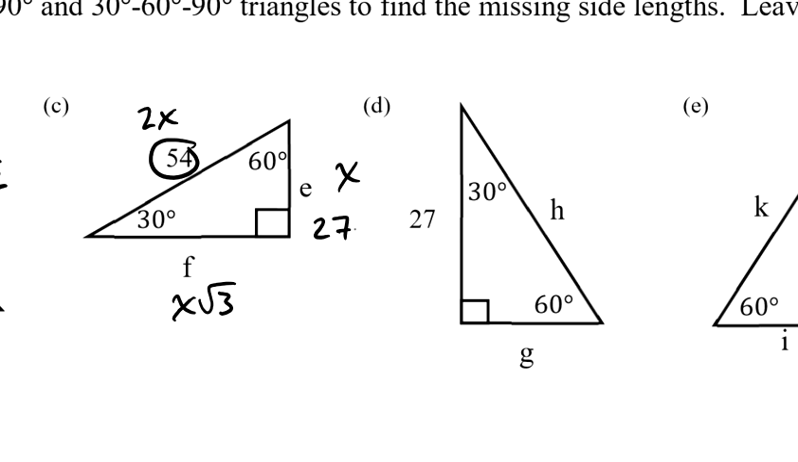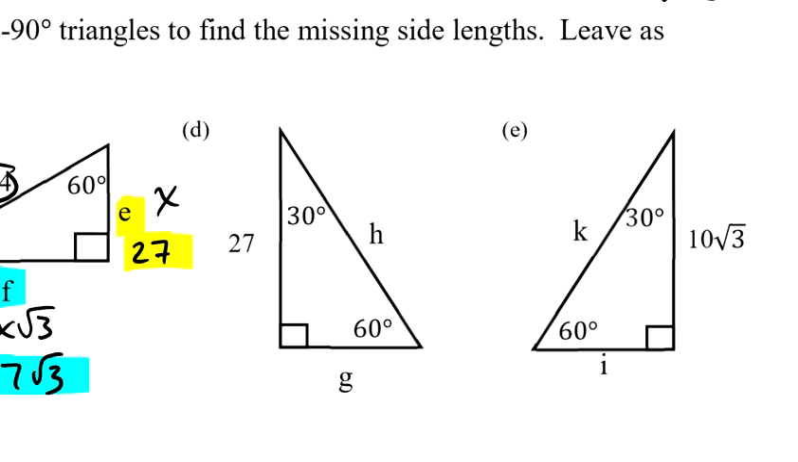And once I have that, then the other side has to be that times the square root of 3. So this should be 27 times the square root of 3. So my sides: E would be 27, and the other side, this F, would have to be 27 times the square root of 3.